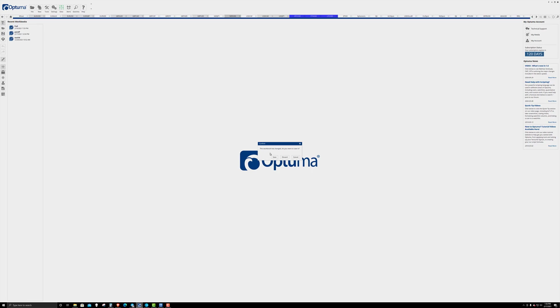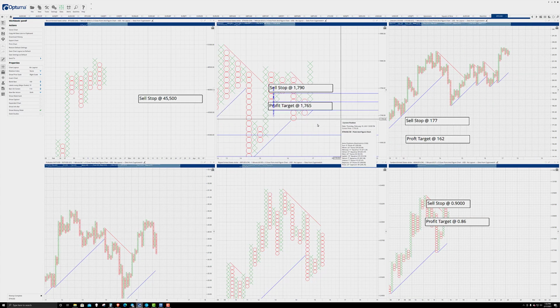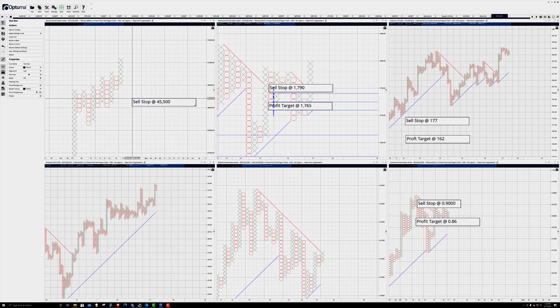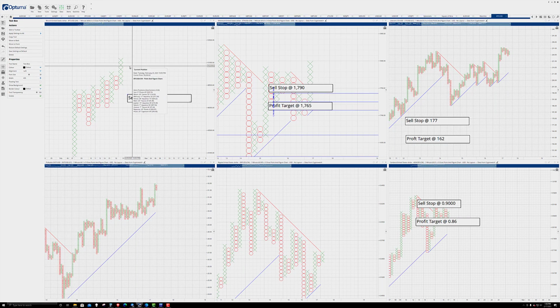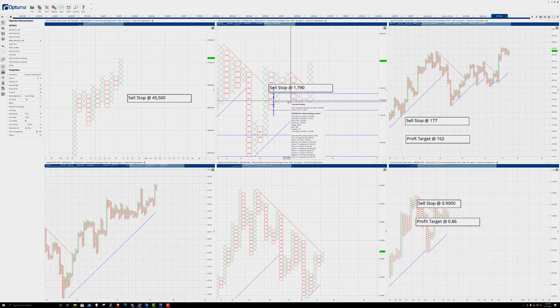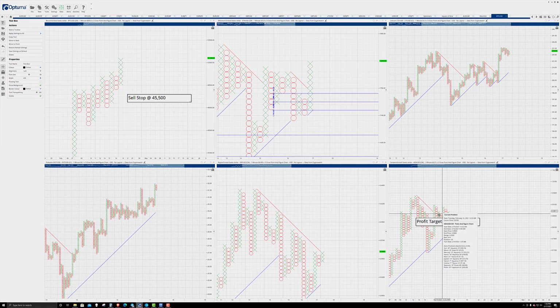If I go to the point and figure charts, take a look at Bitcoin real quick, see what kind of setups we have there, because we talked about these a little bit last week. Bitcoin's chart is on the top left. Our Ethereum short that we had last Friday worked out nicely. Just get rid of all these, we don't need them anymore.